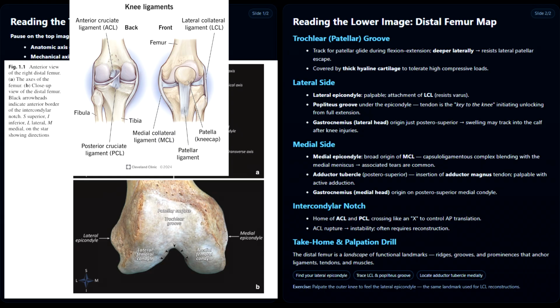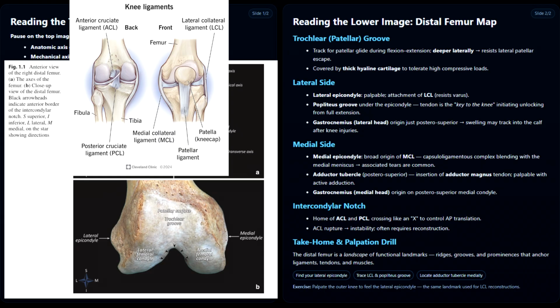That's why in certain knee injuries, swelling can extend into the calf due to these close anatomical connections. On the medial side, the medial epicondyle is broader and serves as the attachment for the medial collateral ligament, MCL. Unlike the LCL, the MCL is a broad, flat band, blending with the joint capsule and medial meniscus. That's why MCL injuries often involve associated meniscal tears.